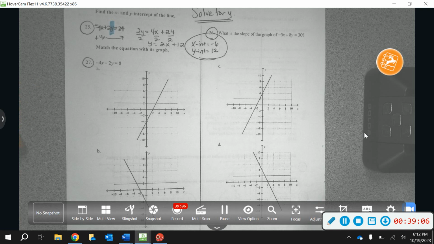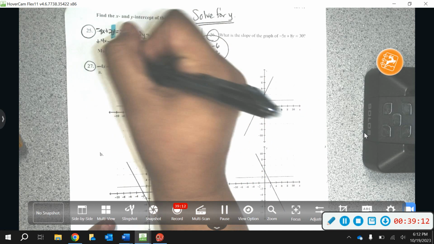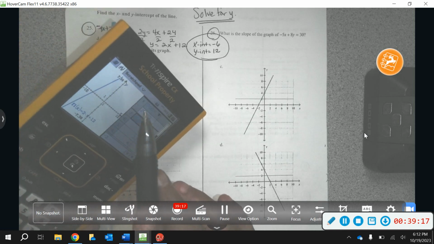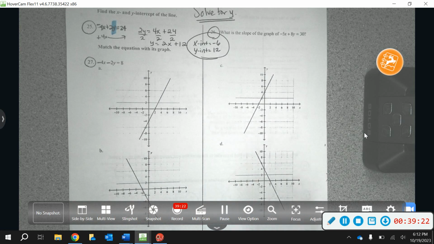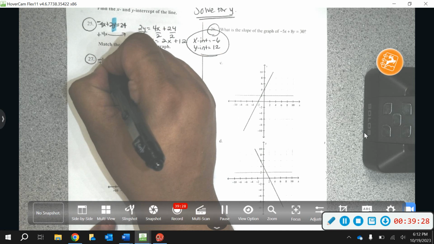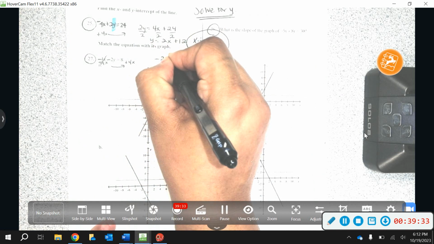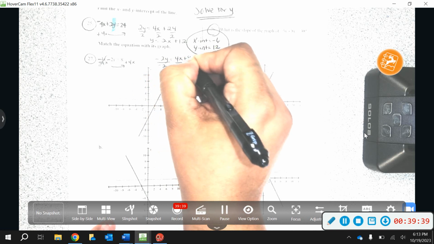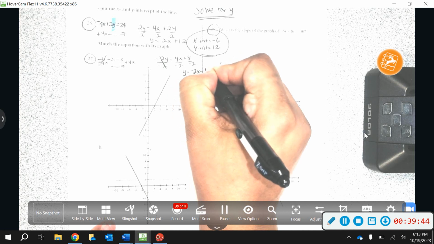All right, let's look at number 27. Again, you are solving for y, and then you are going to plug it into the calculator, get some points, or jot it down. So what do we have to do? We have to remove the x. Add 4x, add 4x. Then I have negative 2y equal to 4x plus 8. Divide by negative 2, divide by negative 2, divide by negative 2. And y is equal to negative 2x minus 4.